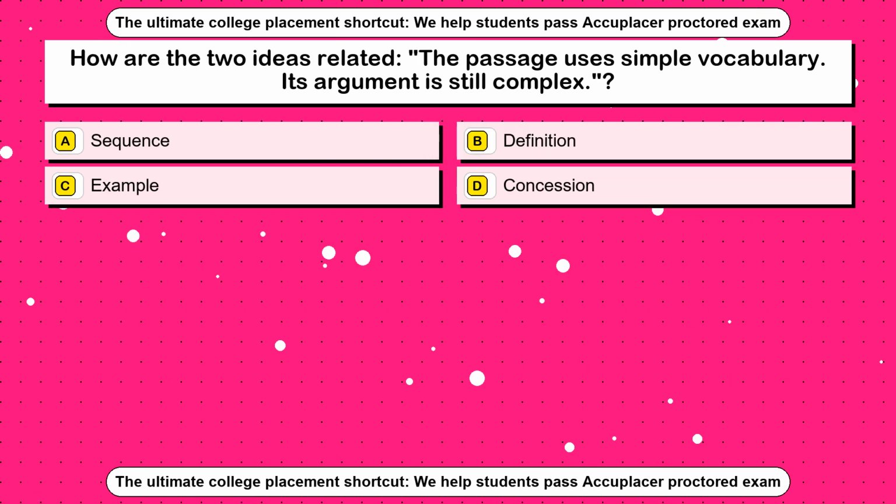Question 68. How are the two ideas related? The passage uses simple vocabulary. Its argument is still complex. Option A, sequence. Option B, definition. Option C, example. Option D, concession.